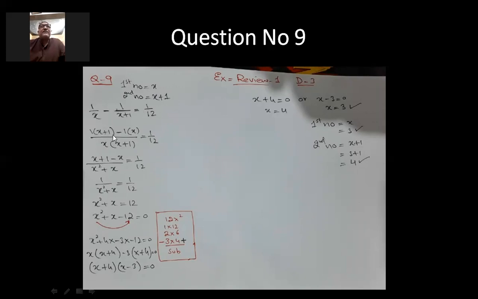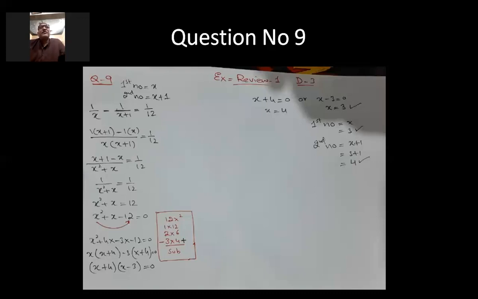So here you will have 1 into x plus 1. So when you divide this with this, the x plus 1 will be cancelled. So you're left with the x that will multiply with the 1. So that will be here. So you have x plus 1 minus x divided by this multiply x square plus x equals to 1 by 12. X and minus x, they will be cancelled. So you are left with 1 by x square plus x equals to 1 by 12.